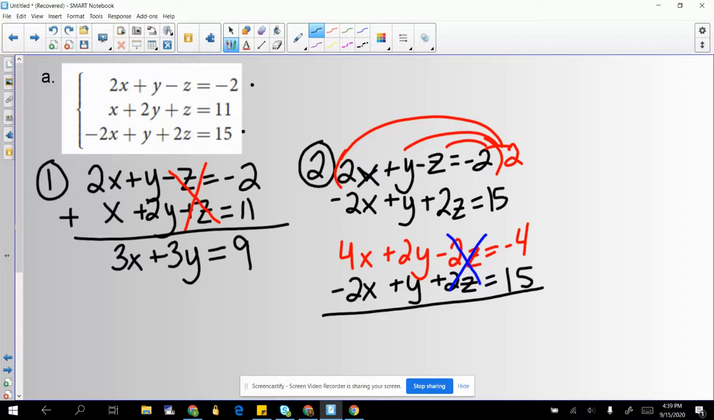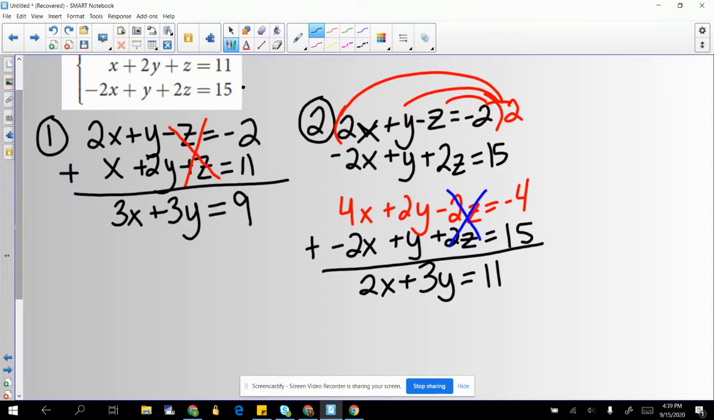Now we're going to be left with 4x. And again, you're adding these. So 4x plus a negative 2x is 2x. 2y plus y is 3y. And then the z's are canceled. And negative 4 plus 15 is 11.